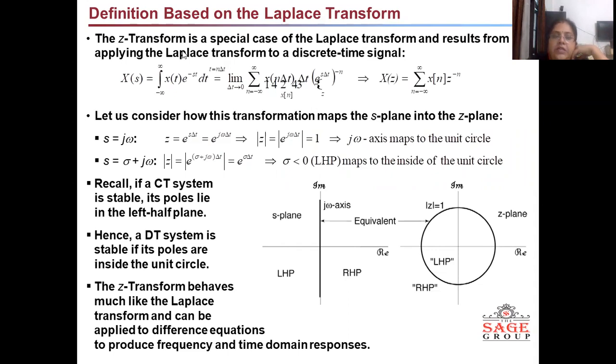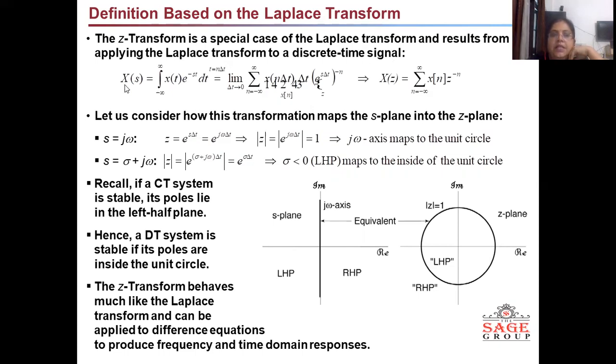Now the Z transform is a special case of the Laplace transform and results from applying the Laplace transform to a discrete time signal. Here we will convert this Laplace transform into the Z-transform by converting the transform to the discrete time signal.